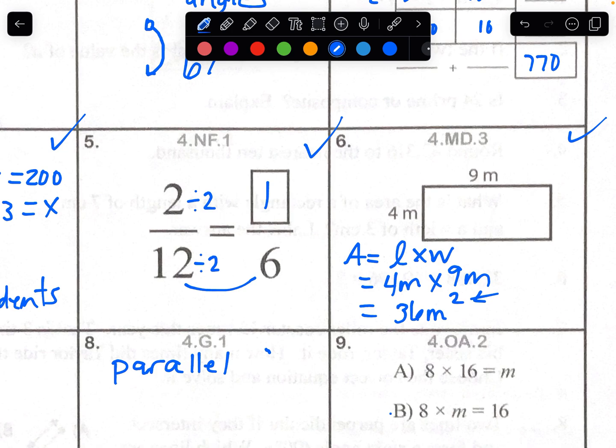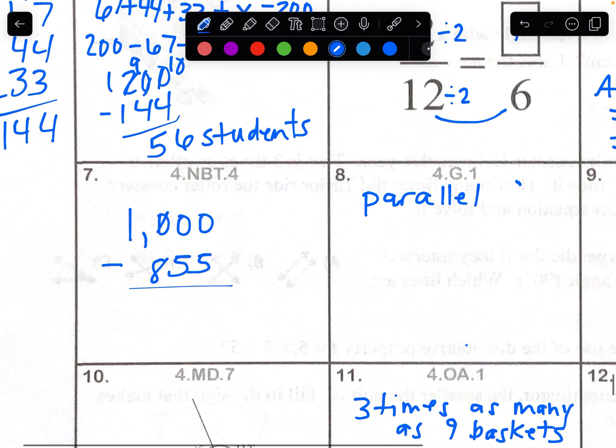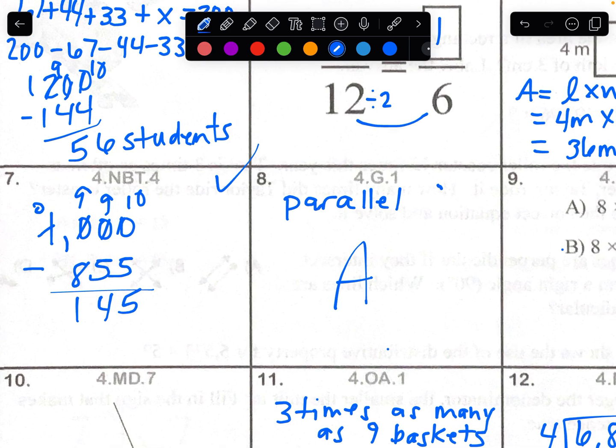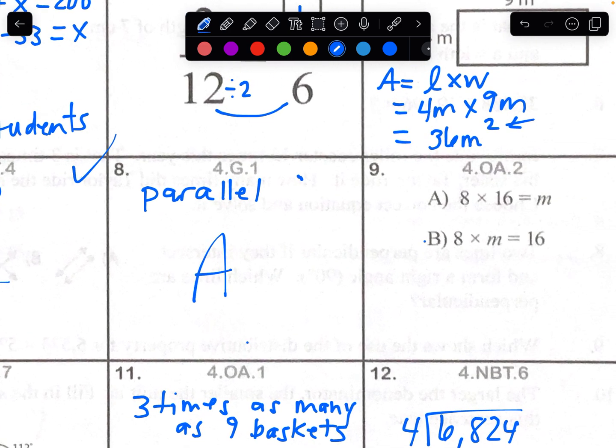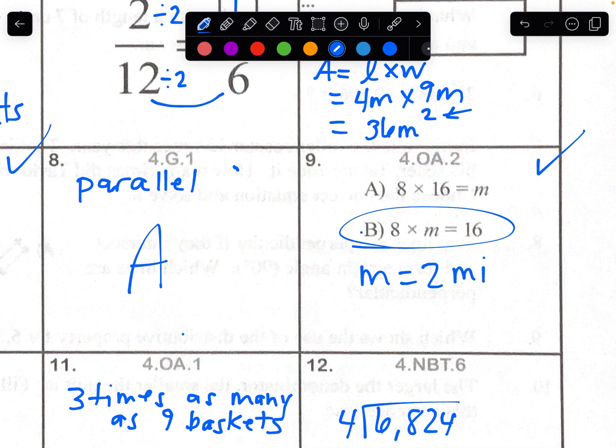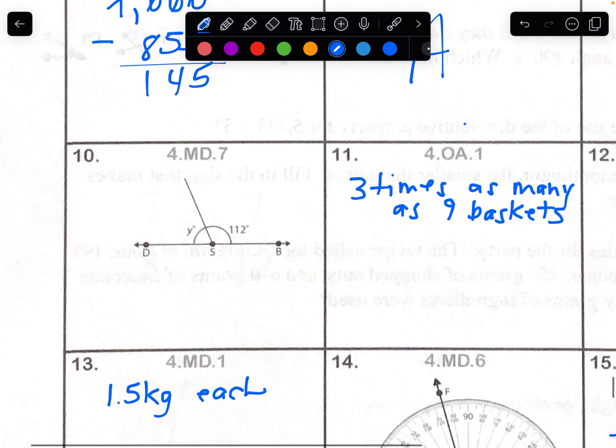All right, number 7. Another subtraction problem. Practicing with that regrouping here. For 100, sorry, it's 100. 145 is the difference. All right, number 8, they want to know which set of lines are parallel. That was letter A. All right, number 9, we are doing 16, which is 8 times as many as she did before, which would be B, where M is 2 miles. 2 miles.